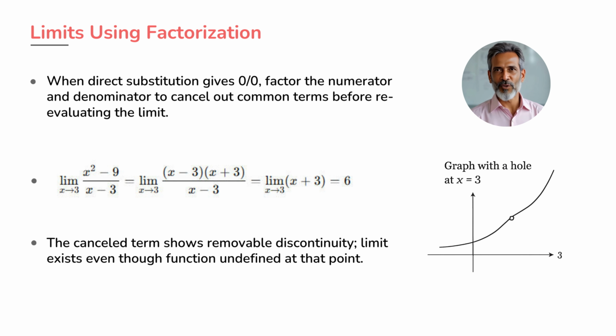This is called a removable discontinuity. The graph has a hole at x equals 3, but the curve around it is smooth. Visualize the graph with a small hole at x equals 3, with the curve smoothly passing near y equals 6. Knowing how to remove such discontinuities by factorization helps us find limits and understand function behavior better.